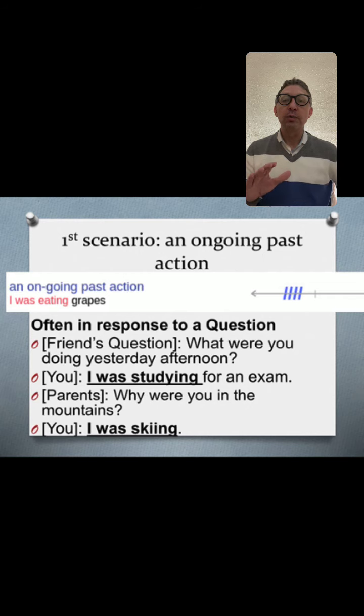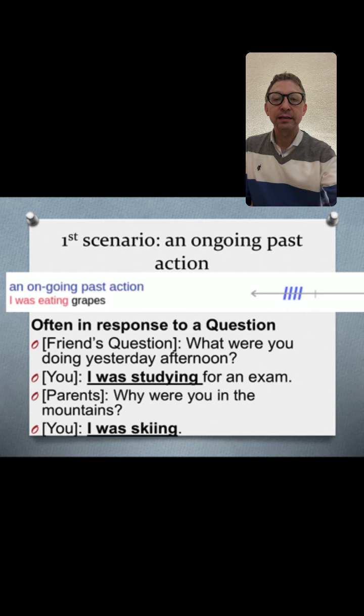All right, so often in response to a question. So here's my friend's question. What were you doing yesterday afternoon? Past continuous. I was studying for an exam. So often with a question. Here's another example question. Why were you in the mountains? Your parents were wondering and worried. I was skiing. It's a question in the past.